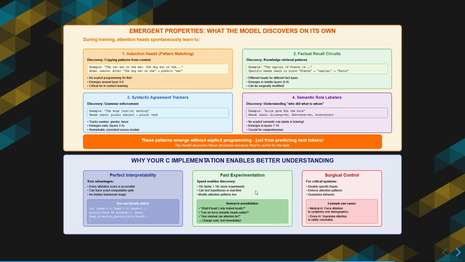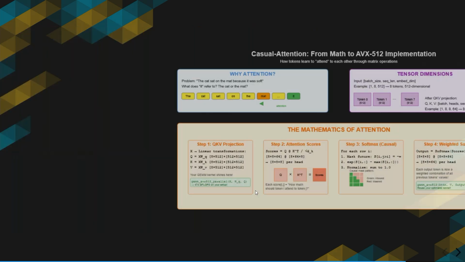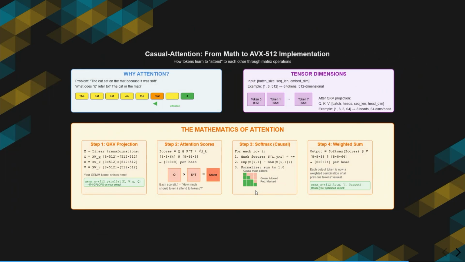So writing in C with all of those benchmarks, you can already see the value of what you can get from writing all of this from the ground up. And then the problem is, the cat sat on the mat because it was soft. And what does it refer to? The cat on the mat. And also, what attention is doing is kind of like taking the mat and attending to different tokens previously.